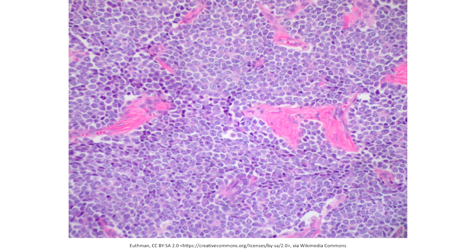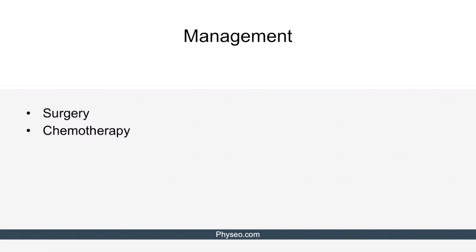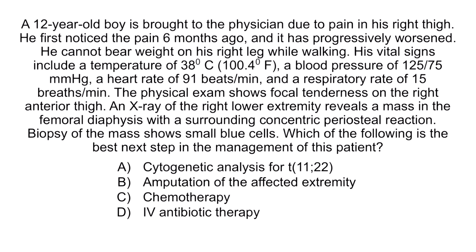Here is a biopsy image showing anaplastic blue cells. Finally, the management of Ewing sarcoma includes either surgery or chemotherapy, depending on the stage and the prognosis of the tumor. All right, let's wrap up with a final question.